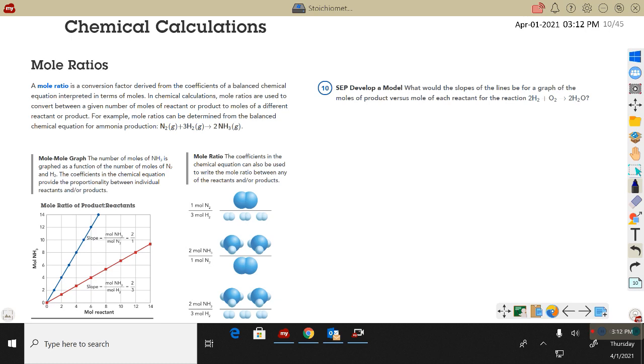But now we've learned that we can't run that realistically in a lab. So instead of focusing on individual molecules, we're going to ramp it up and use the unit moles. Moles is a unit that represents a quantity of particles. And so if I had 1 mole of nitrogen and 3 moles of hydrogen, I still have 3 times as many hydrogen molecules. And that's the whole purpose of the ratio in the balanced equation.